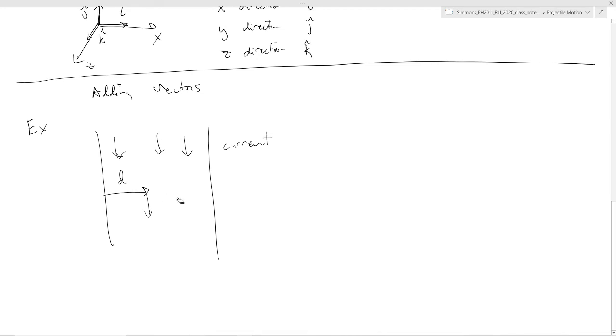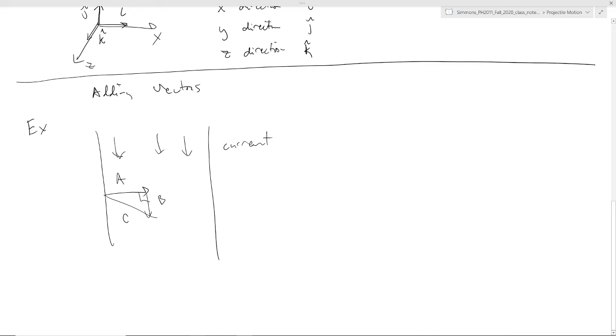Let me just use letters to indicate this. And the resultant displacement is going to be the diagonal of those. So, this is kind of the special case when these things are perpendicular. In this case, it's easier to analyze.